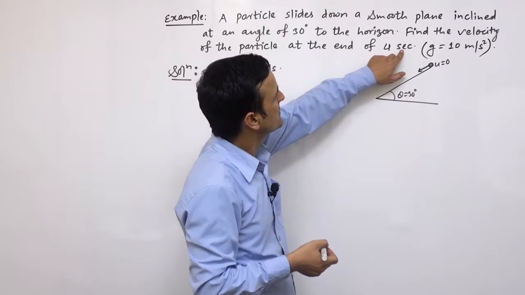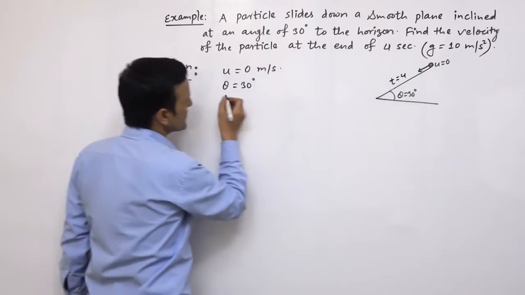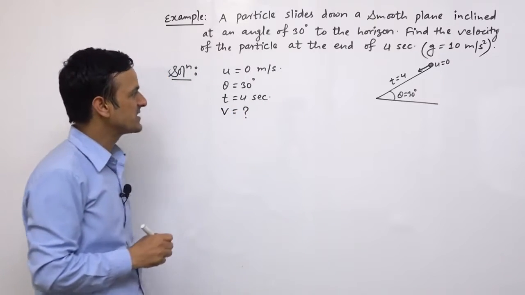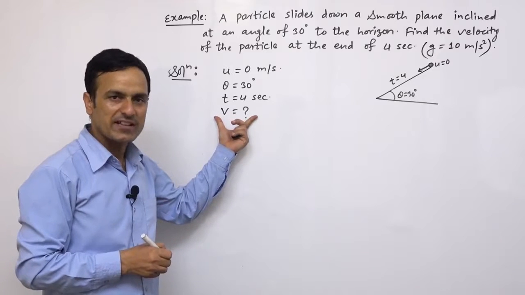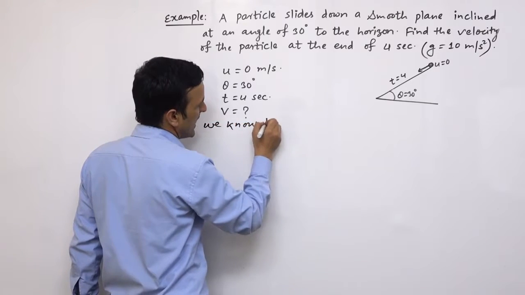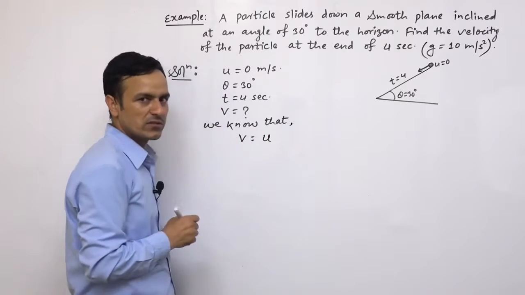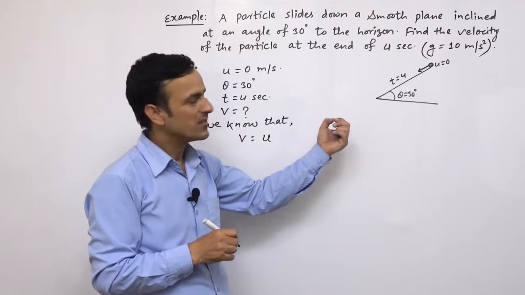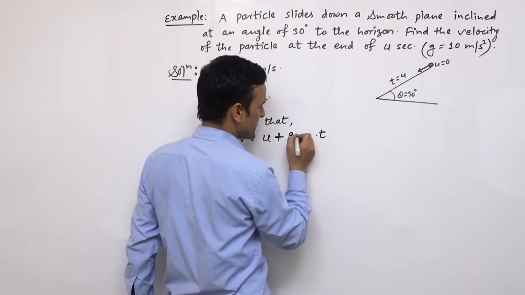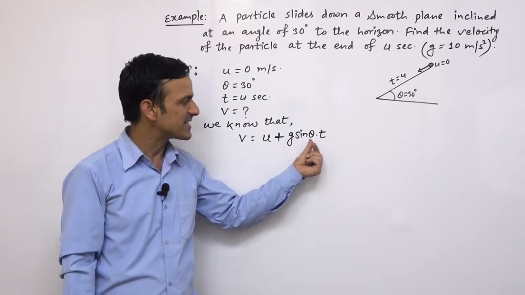So after 4 seconds, what is the velocity of that particle? Time is given, so t is equal to 4. Write down t is equal to 4 seconds. And the final velocity of this object is how much? We have to find this velocity after 4 seconds. So let's write down the formula of v. v is equal to u plus or minus, which one? Because the body is sliding downwards, write the plus sign. And instead of g we get g sin theta. So the formula is v is equal to u plus g sin theta into t.